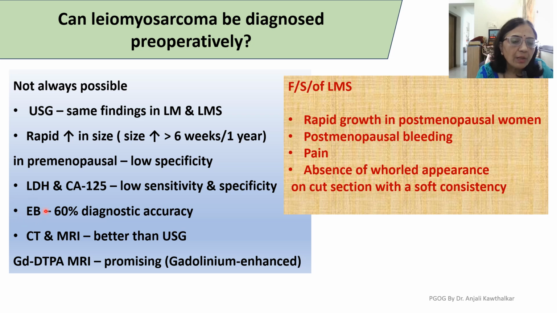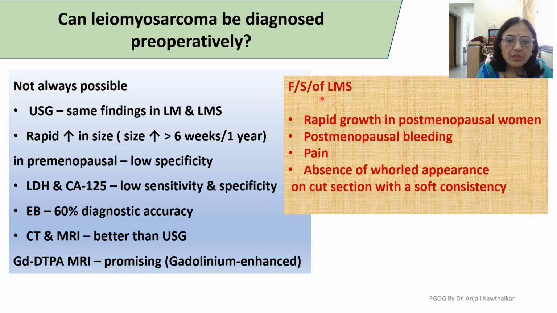Endometrial biopsy might help. It has been seen by studies that in 60% of the cases of leiomyosarcoma, endometrial biopsy helps in identifying the presence of atypical or malignant cells. CT and MRI are comparatively better than ultrasonography, but still there is a limitation. It is not helping us in all cases to diagnose leiomyosarcoma. Gd-DTPA MRI, that is gadolinium enhanced MRI, is showing a promise and is emerging as investigation of choice mainly whenever we are suspecting that the patient might be having leiomyosarcoma.